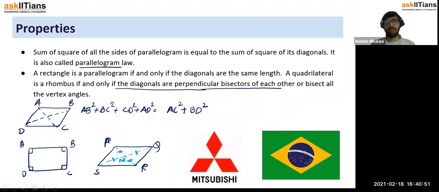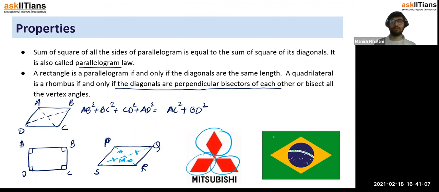So if you all can see the logos of various companies like NASA and Mitsubishi, these logos are made up of quadrilaterals. Like this is, if you consider, a rhombus, this is a parallelogram, and this is also a parallelogram.